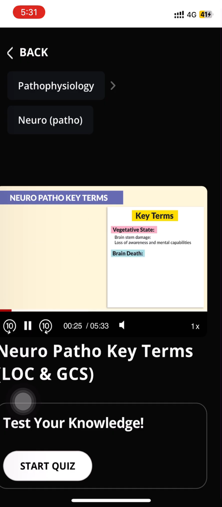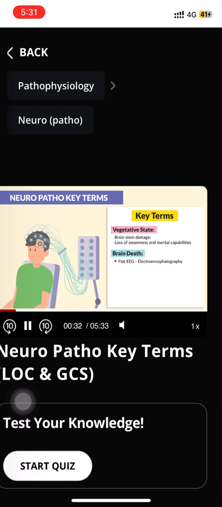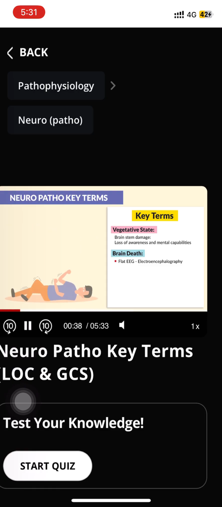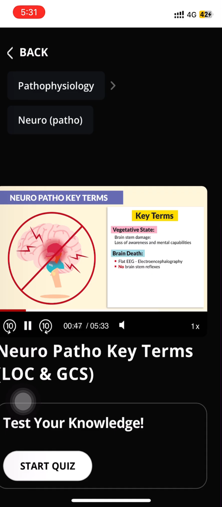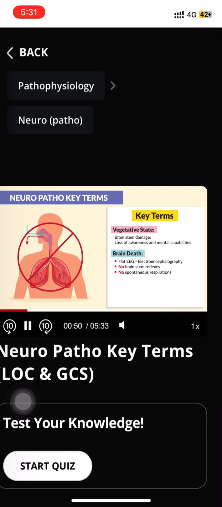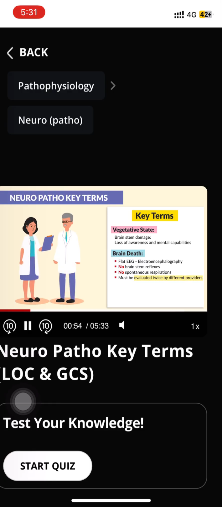The next key term is brain death, diagnosed with a flat EEG, an electroencephalography. This is a test that detects abnormalities in brain waves, or in electrical activity of the brain, commonly used to diagnose the severity of chronic seizures, which we cover in detail in a separate video. So with brain death, there's no brainstem reflexes, and also no spontaneous respirations. And this type of death must be evaluated twice by different providers.